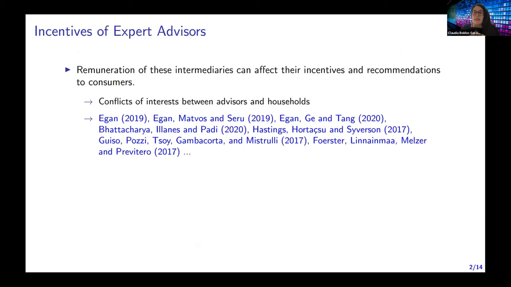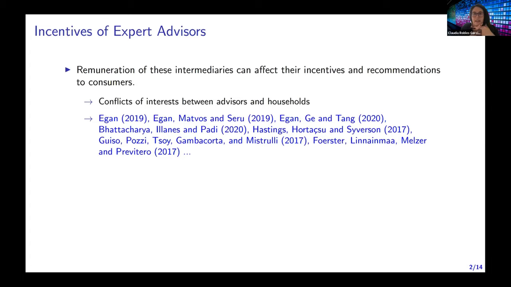Now, the way these expert advisors get paid is going to affect their incentives and ultimately their recommendations to consumers. And there's been a lot of work in recent years trying to understand the nature of these incentives and whether it leads to some sort of conflict of interest between advisors and households. So for example, Mark Egan's work on this topic is really interesting. If you're interested in this topic, you should definitely look at his work. Brian Meltzer has also interesting papers.